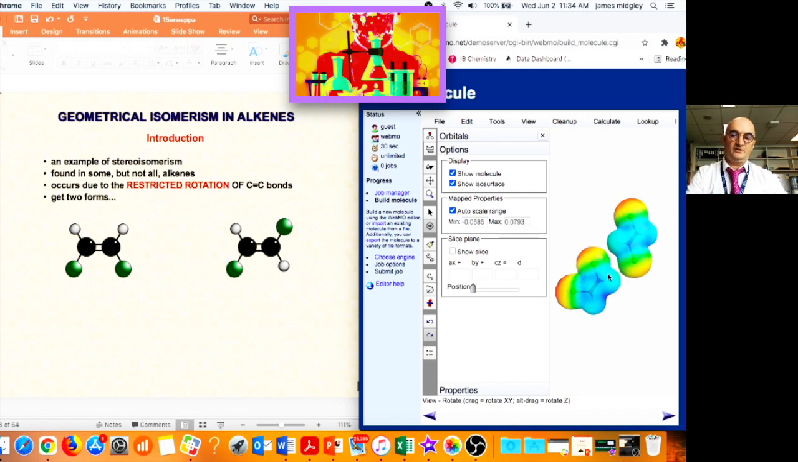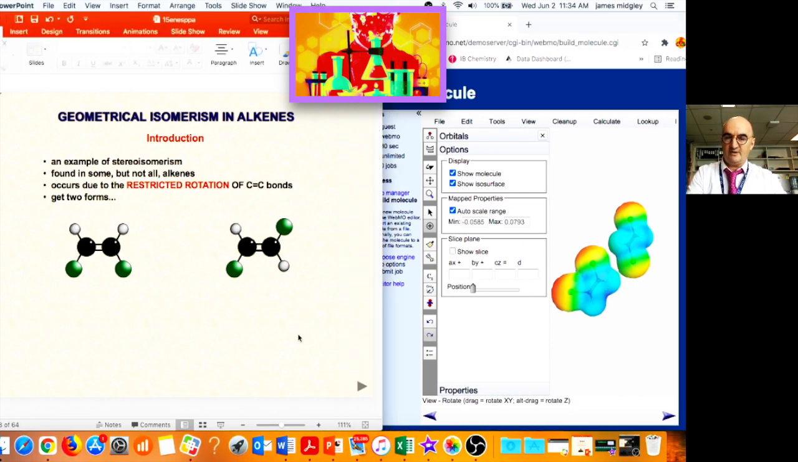This one has a different symmetry, a different shape of the electron density. This is low, this is high. Okay, so this is going to have a very strong dipole between it. We need to think about that because it's going to give us different physical properties.